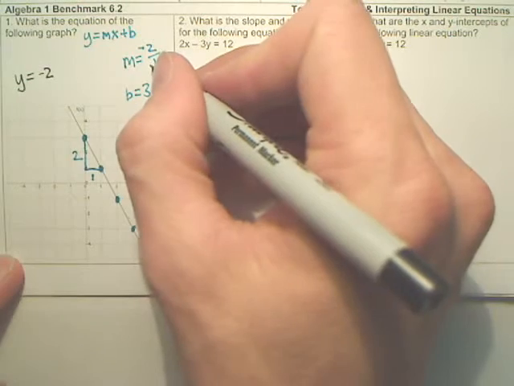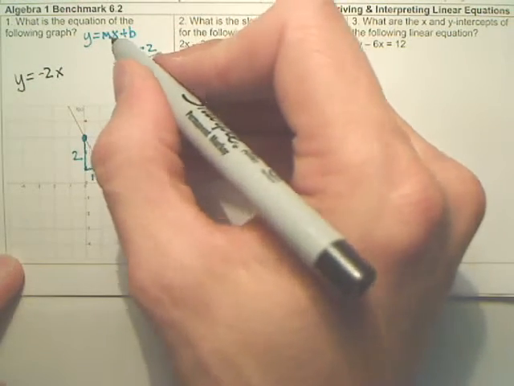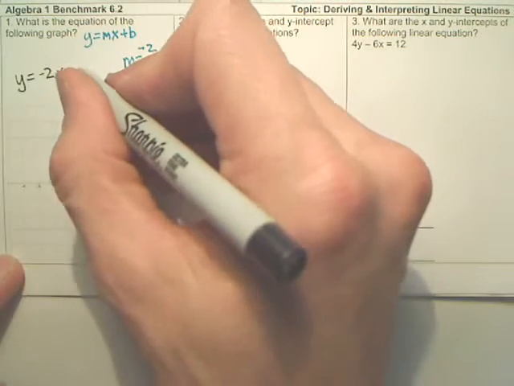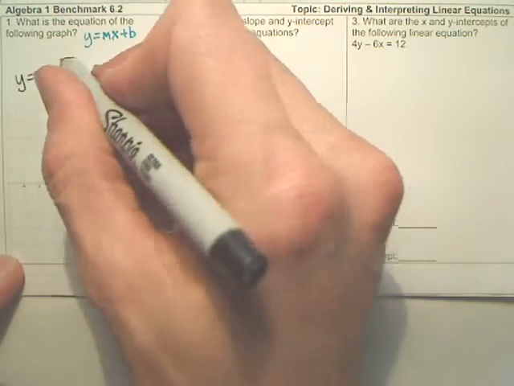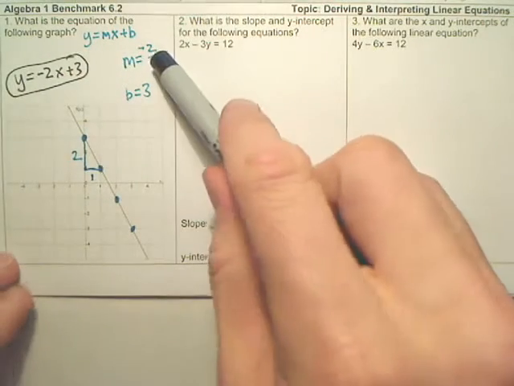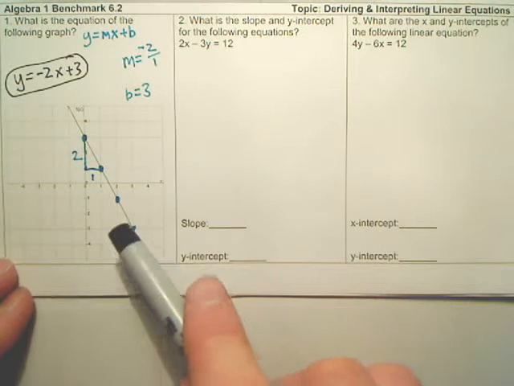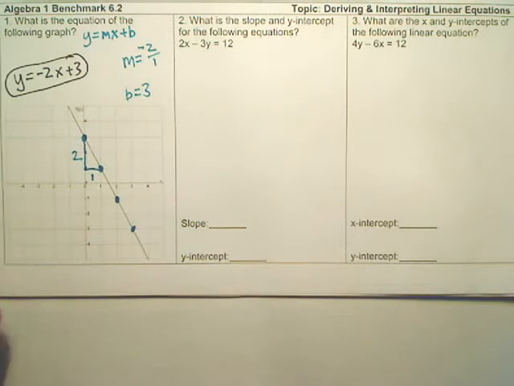Do I need to put over 1? And the m is always next to the x. And my b is 3. There's your equation. My m is negative 2, my b is 3. That's the equation for this line. We start with the line, we get our equation.